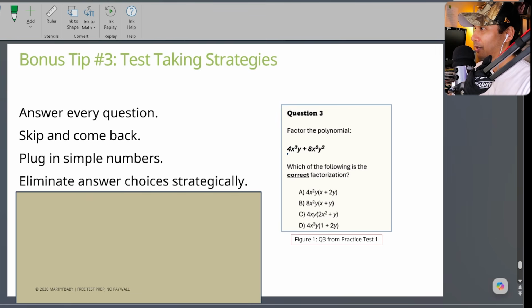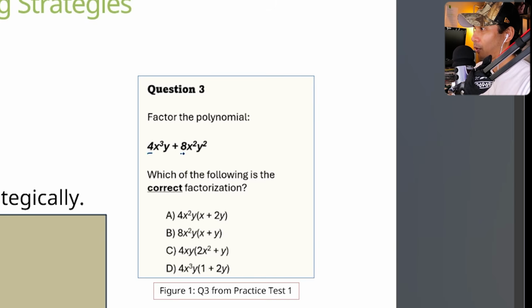So for here, for the number terms, all right, we have 4 and we have 8. We could take out a 4, okay? And then for the x terms, we could take out an x squared. And in the y terms, we could take out a y, right? So this is what's on the outside. And I don't care really what's in the inside yet, okay?